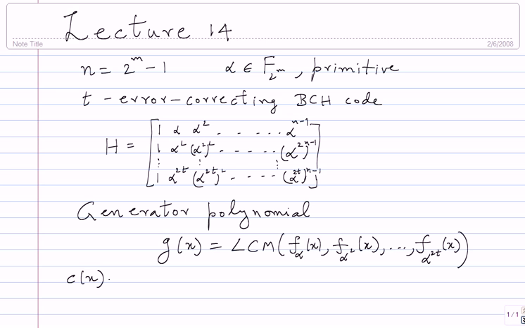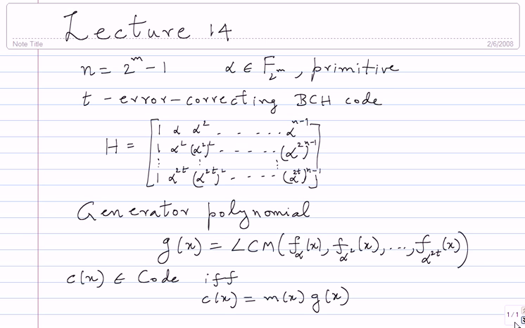Okay, we said c of x is a code word if and only if you can write c of x as m of x times g of x. So we came to such a simple description. Now with this description, we can easily count the number of code words. We can easily come up with nice descriptions for what the code words are. So the counting is what I'm going to do next.